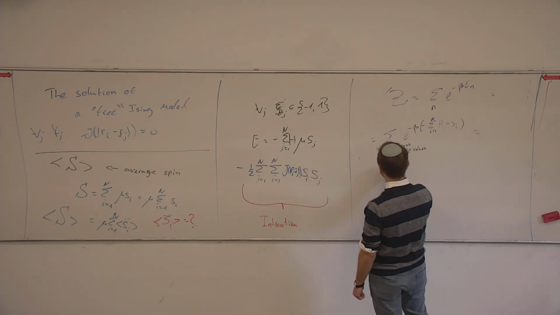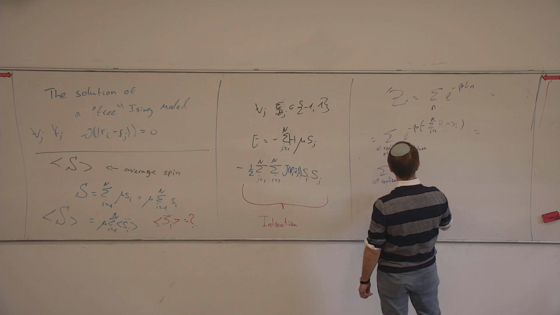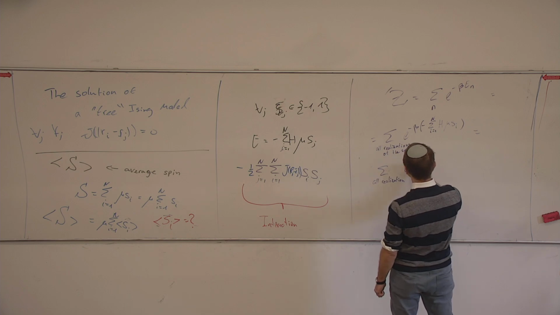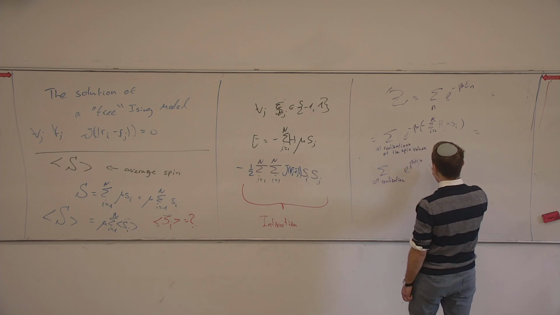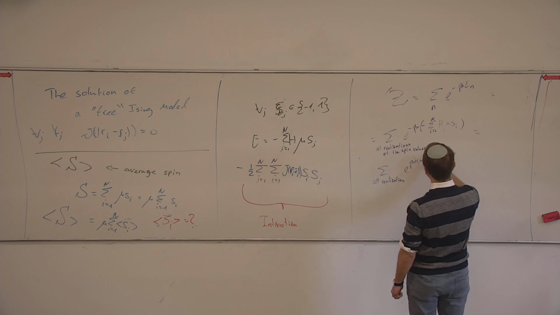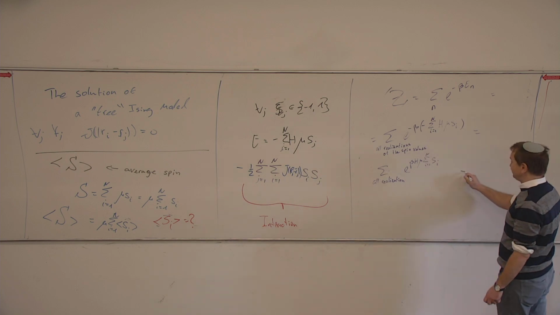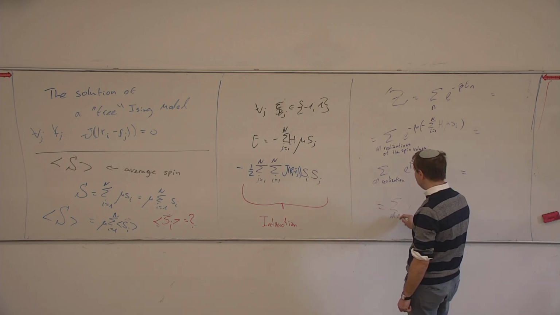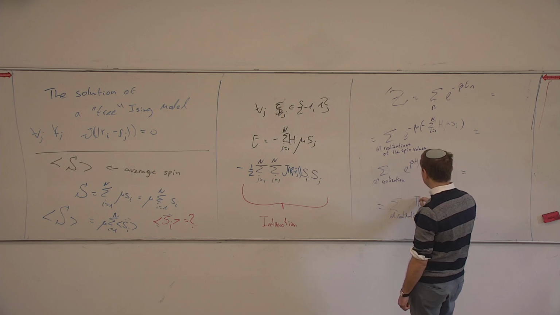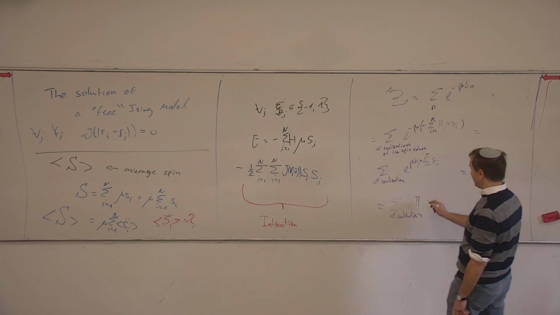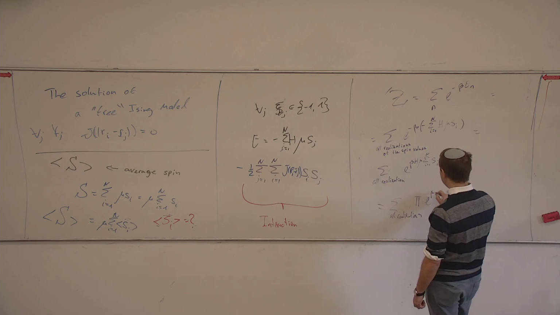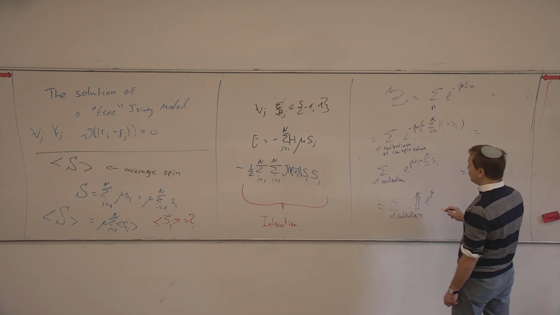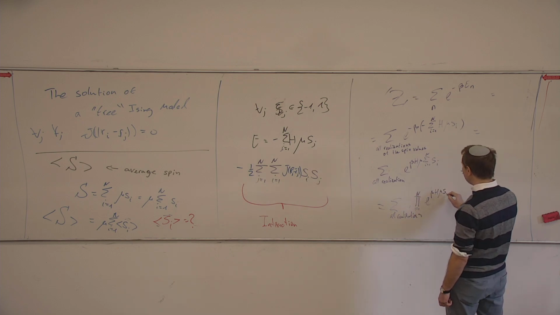So I have here the summation over all realizations of e to the power beta h mu, a sum i goes from 1 to n over s_i, which is a sum over all realizations of a multiplication, of i goes from 1 to n, e to the power beta h mu s_i.